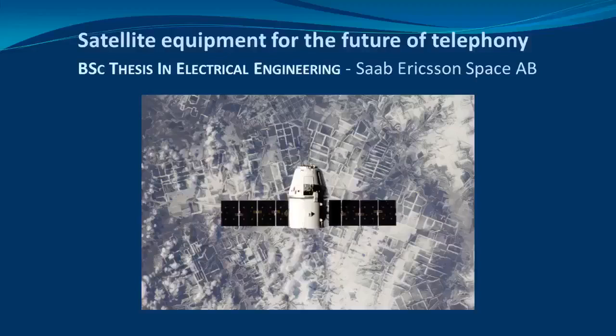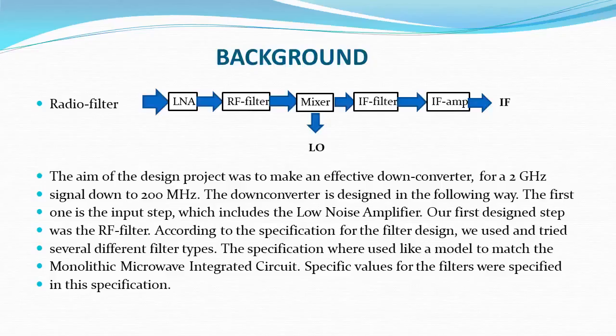This bachelor thesis, conducted at Saab Ericsson Space AB, focuses on designing a satellite down converter for telephony applications. The primary objective was to develop an efficient down converter that converts a 2 GHz RF signal to a 200 MHz intermediate frequency. Key components involved include low noise amplifier, RF filter, mixer, IF filter, and IF amplifier.